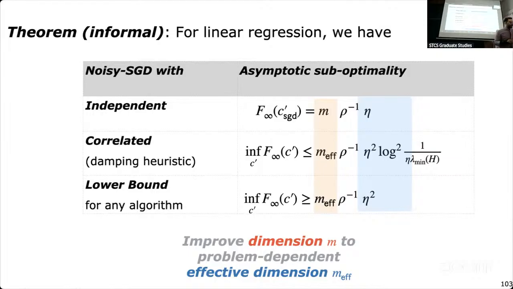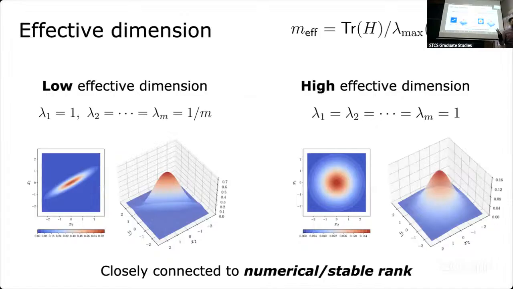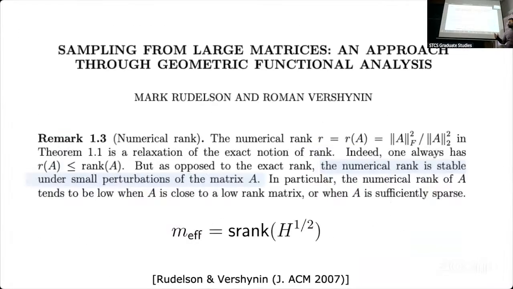So what is this effective dimension? It's basically the ratio of the trace of that covariance to its largest eigenvalue. If our covariance is nice and spherical, its effective dimension is high. If it's very close to singular, its effective dimension is low. It's in some sense a measure of how much mass, how much signal, is there in the problem. And it's also closely related to this notion of stable rank.